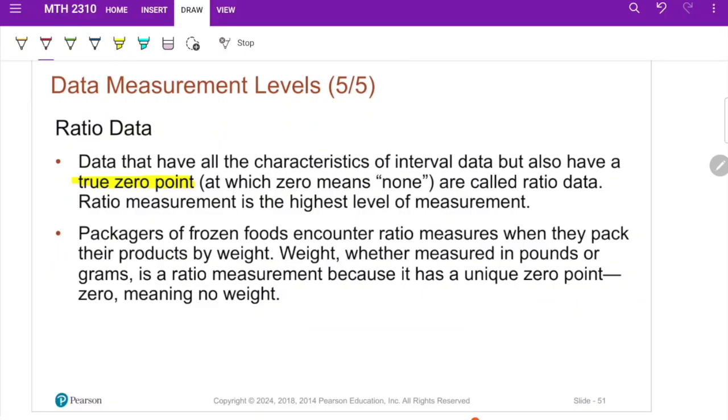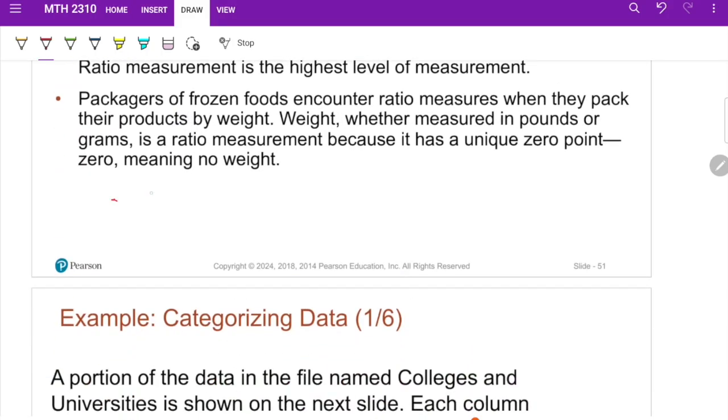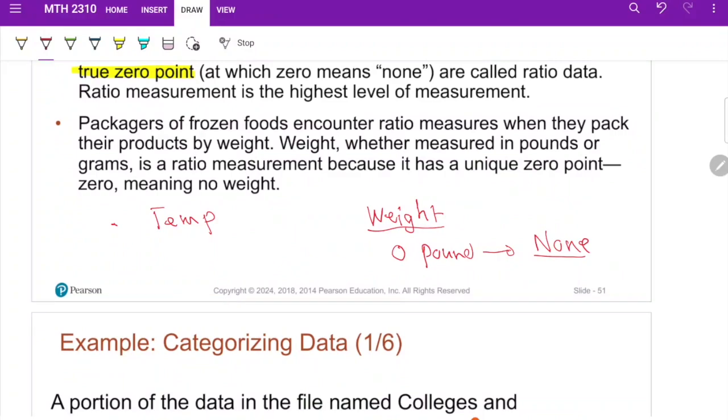What do we mean by the 0 point? Let me give you two examples: the temperature, and the weight. If I tell you that the weight of something is 0 pounds, what would you understand from this? You would understand that 0 pounds means nothing, none. Or I have 0 apples. There's none.